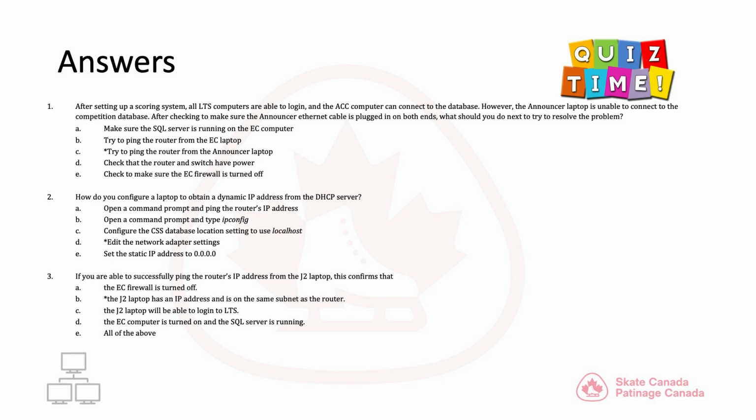Okay, hopefully those questions weren't too hard. Let's review question number 1. After setting up a scoring system, all the LTS computers are able to log in. The ACC can connect to the database, but the announcer laptop is unable to connect. So what do we do as a first step? Correct answer is option C. Try to ping the router from the announcer laptop.